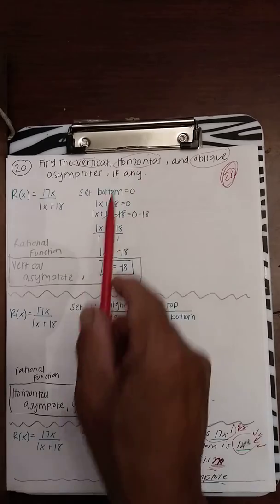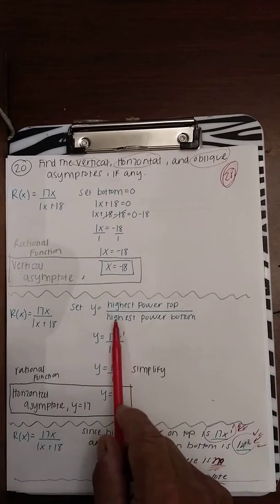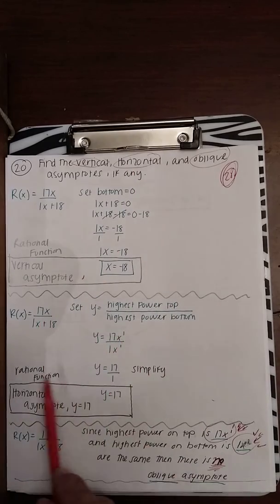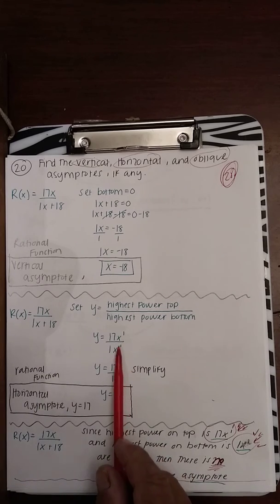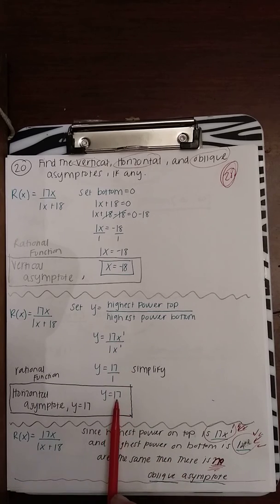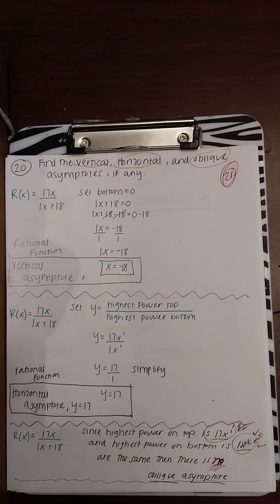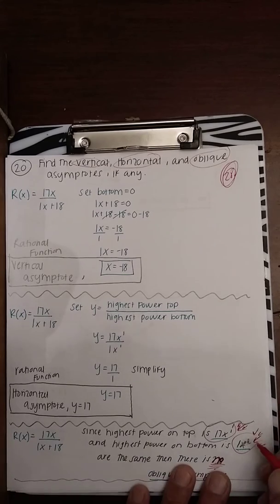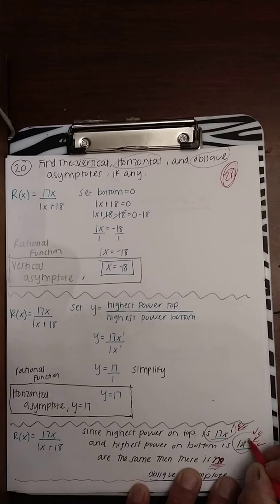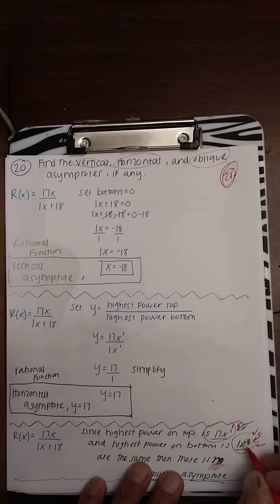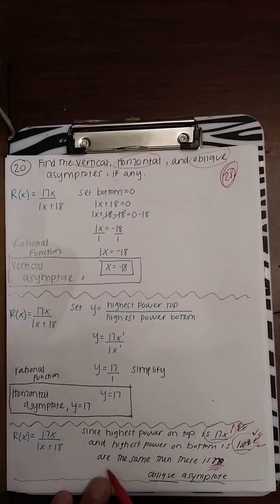For the horizontal, compare the highest power on top and the highest power on the bottom. Well, the highest powers are 17x to the 1 and 1x to the 1. Cancel these out, we have 17 over 1. Divide those two, it's 17. So y equals 17 is the horizontal asymptote for this rational function right here. And since the highest power on top is 17x to the 1, and the highest power on the bottom is 1x to the 1, they're the same, so that means there's no oblique asymptote.